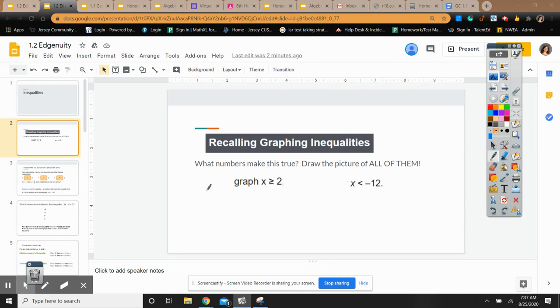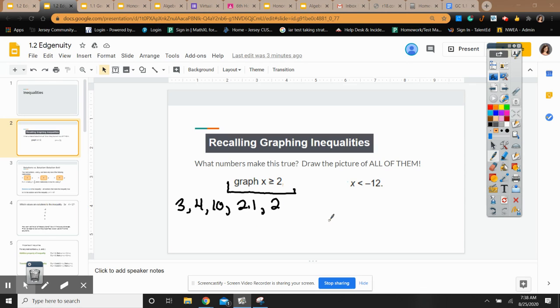So when you think of this statement, this is saying x is greater than or equal to 2. So that means what numbers for x can be bigger than or equal to 2? What would make that true? Well, 3 definitely makes it true. 4 would make it true. 10 would make it true. 2.1 is greater than or equal to 2. 2 is greater than or equal to 2.